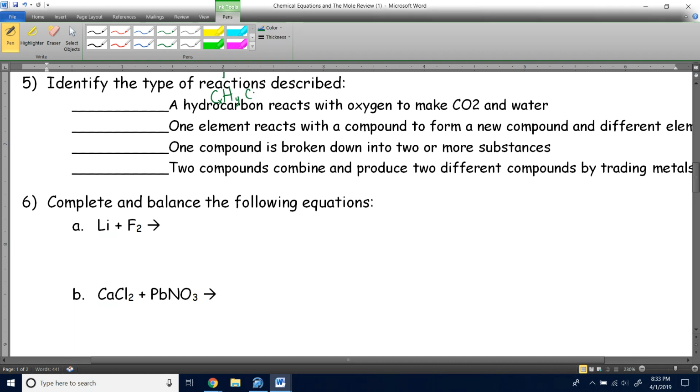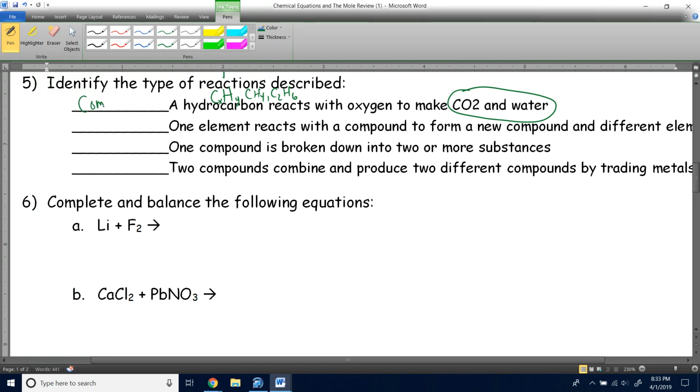So it could be CH4, it could be C2H6, it could be any of these, okay? So this is a hydrocarbon. It says a hydrocarbon reacts with oxygen to make carbon dioxide and water. Aren't these two signal keywords right here? They make, or in other words, those are our products, carbon dioxide and water. So if those are our products, that means that this has to be what type of reaction?